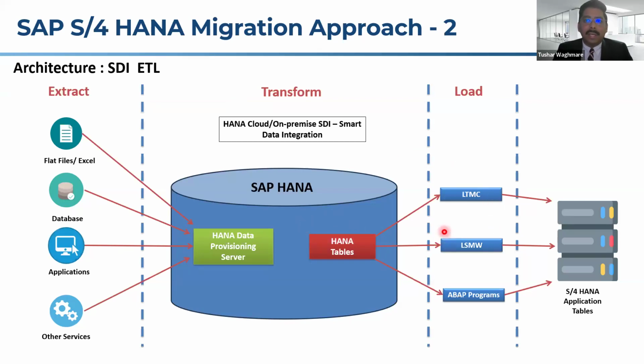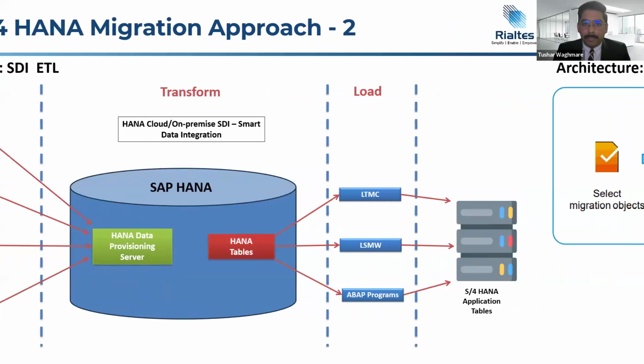Here we can see the LTMC, LSMW, and the ABAP programs which can be migrated to S/4HANA application servers. Again, here we can use flat files, Excel, database applications, and other services. So this is the second approach. Now we will see the third approach.